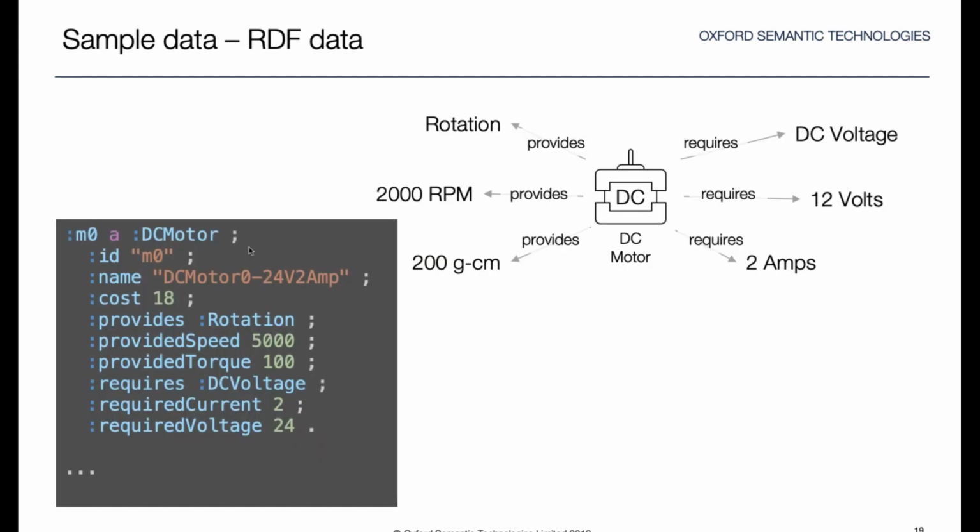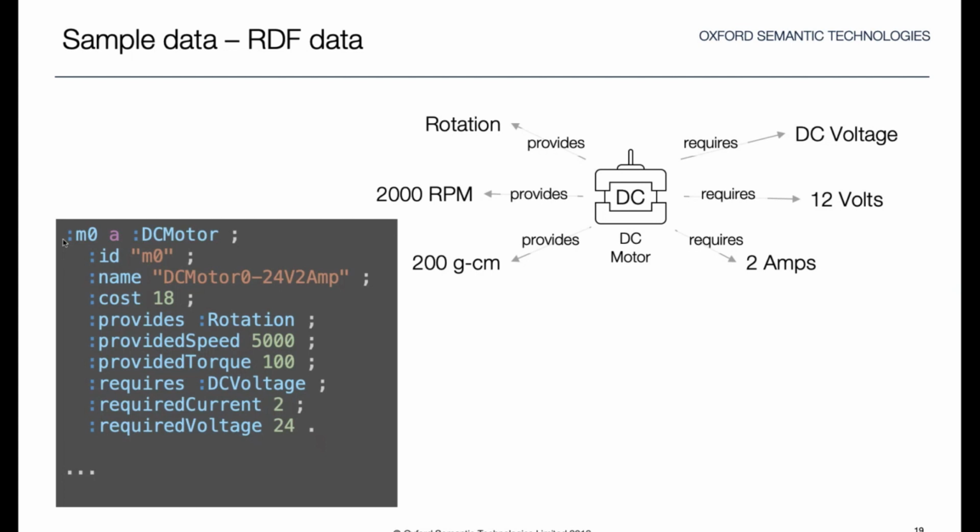Okay, so here's some sample input data. I'm showing you the example we saw earlier, and we have the illustration on the right-hand side, and over on the left in our box here, we see how that was actually specified using Turtle in an input file for RDFox. So a DC motor has an identifier, has a name, it has a cost, and then all of the things that it provides and all of the things that it requires.